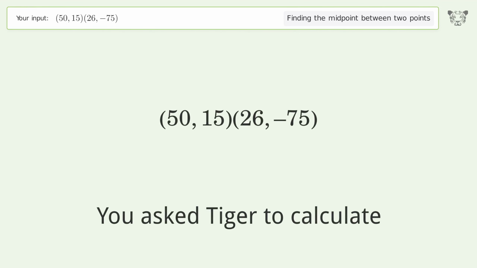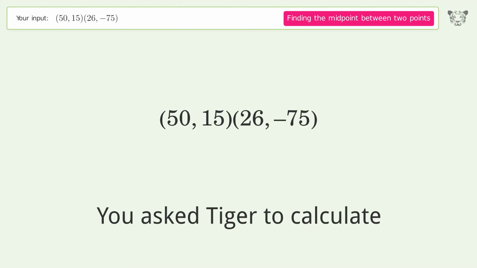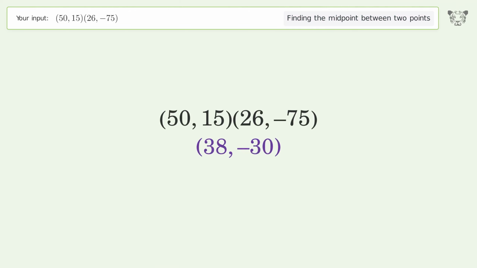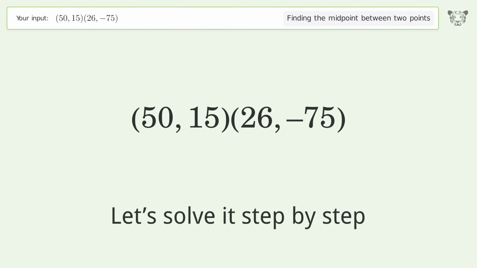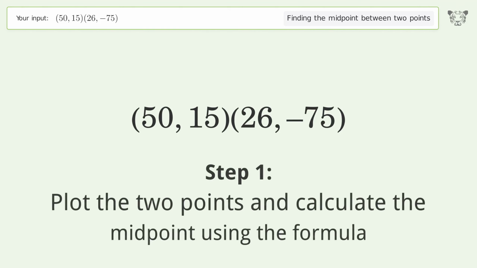You ask Tiger to calculate. This deals with finding the midpoint between 2 points. The midpoint between the 2 points is 38, -30. Let's solve it step by step. Plot the 2 points and calculate the midpoint using the formula.